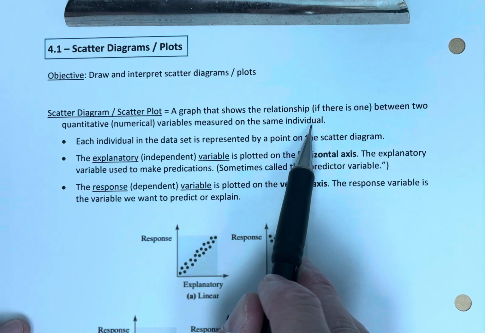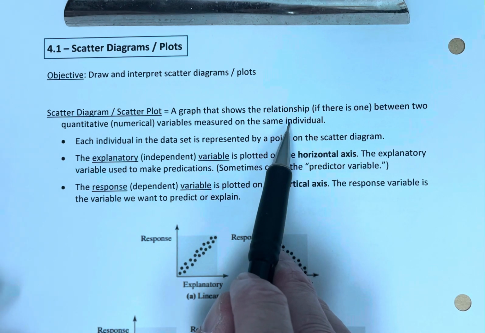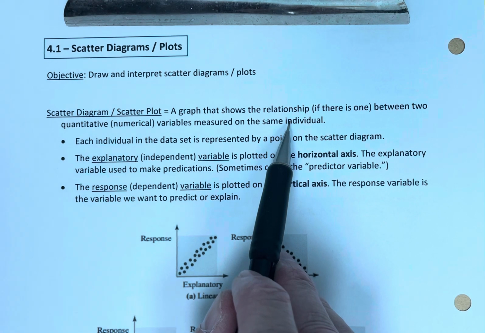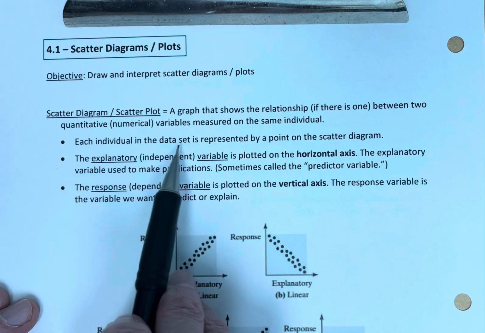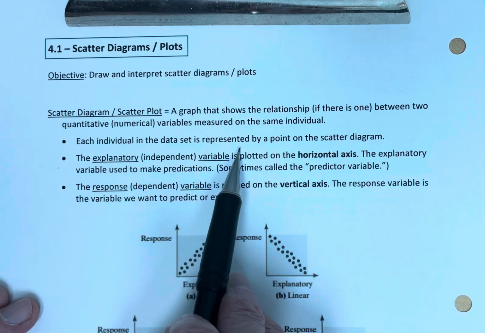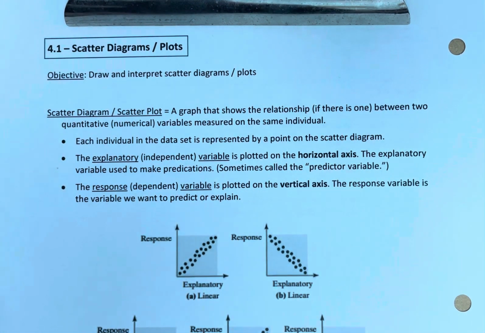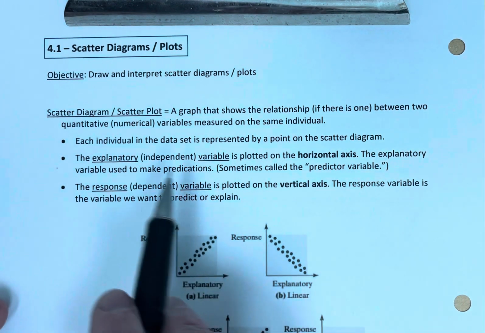As an example, perhaps we're going to measure an individual's height and an individual's weight. We would then use those two variables and plot that on a scatter plot. Each individual in the data set is represented by a point on the scatter plot.